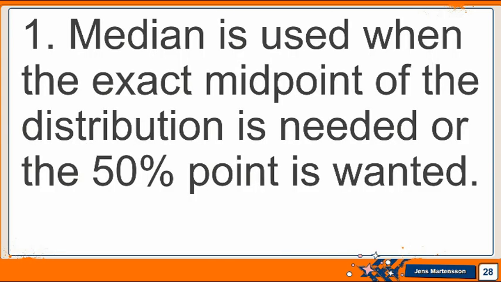Kailan ginagamit si median? So, median is used when the exact midpoint of the distribution is needed or the 50% point is wanted. So, kung kailangan hanapin mo kung ano yung nasa pinakagitna, kahit extreme scores, gusto mong hanapin yung nasa gitna, pwede kang gumamit ng median.